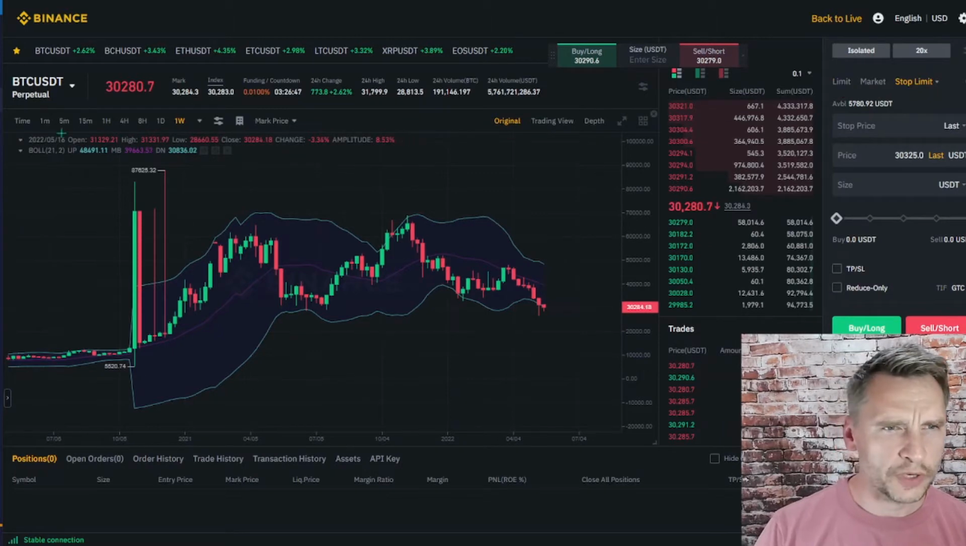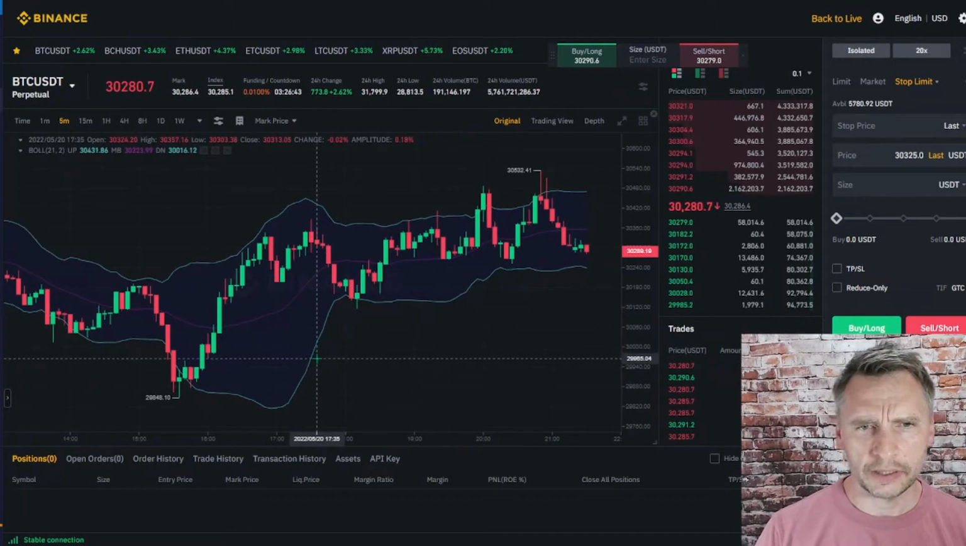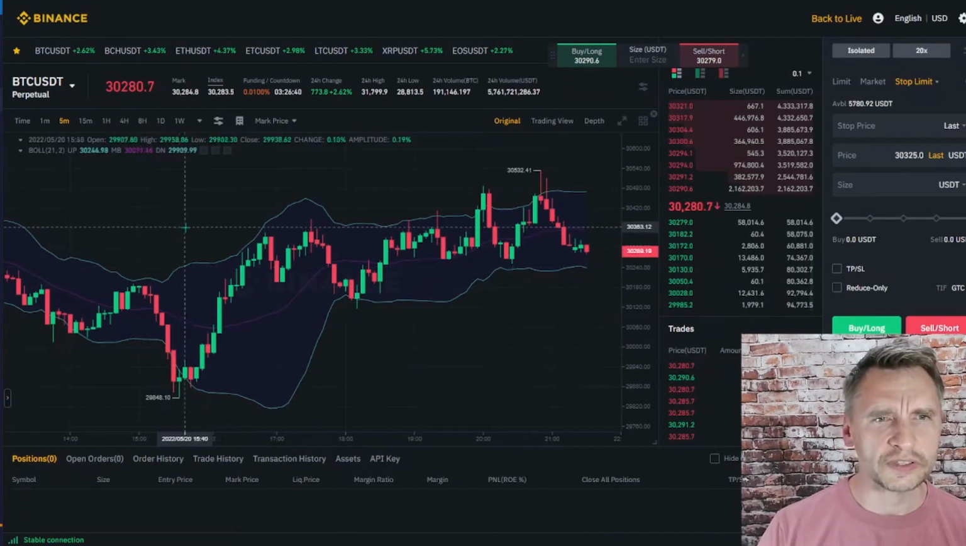Okay, so going to the actual trades. Let's do some actual trades. We're going to go onto a 5 minute trading time frame, and before I actually go, here are some things that you should set up.